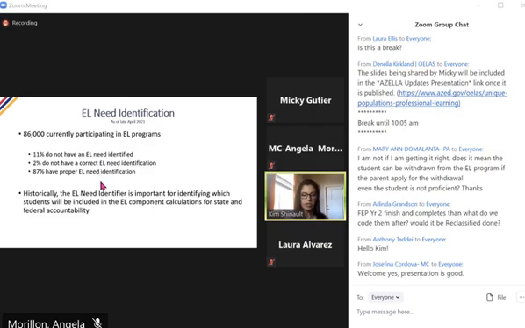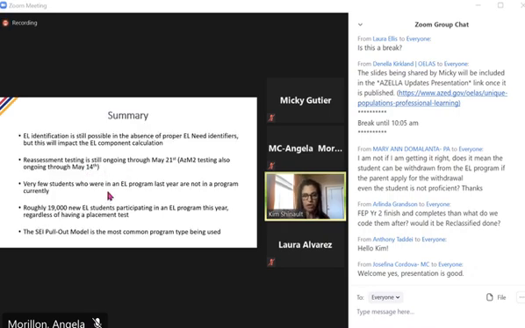So historically, in the calculation of our components, and when we identify who subgroups are, such as the EL subgroup, that EL need identifier is the way that we identify who the EL students are for these subgroups. So this identifier is very important for accountability.